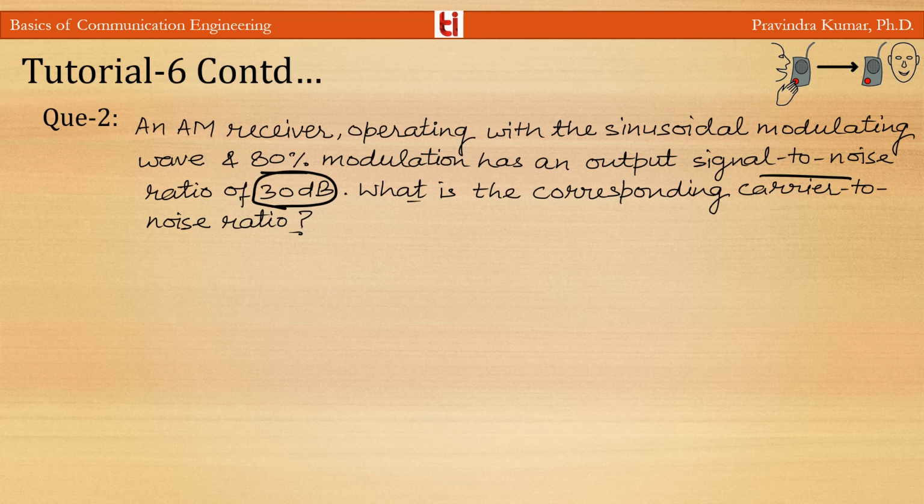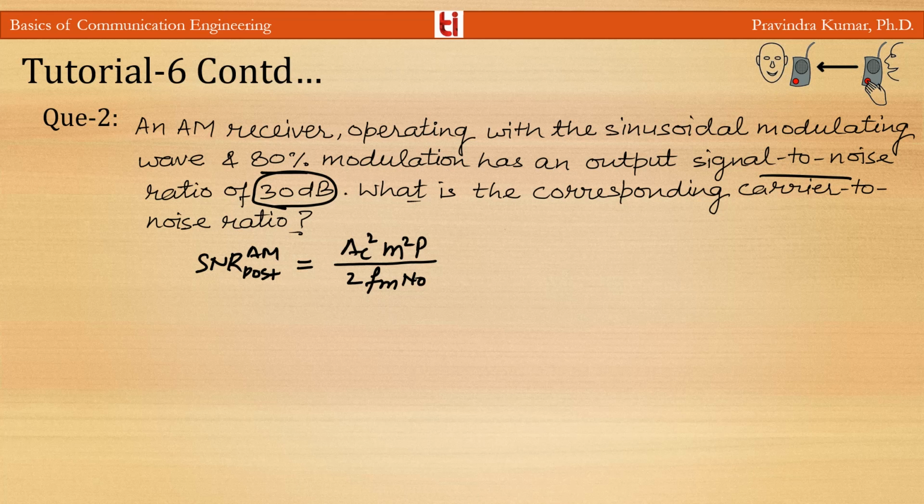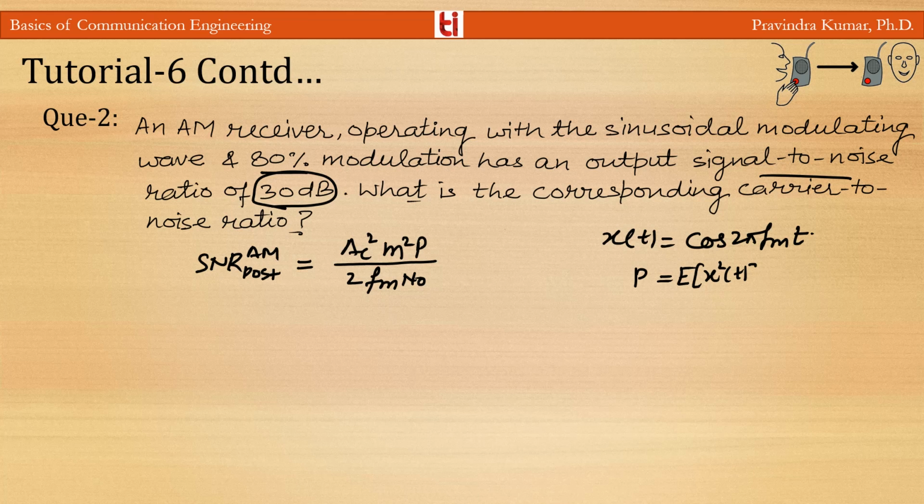Now the next question. An AM receiver operating with the sinusoidal modulating wave and 80% modulation has an output SNR of 30 dB. What is the corresponding carrier to noise ratio? We know for an AM system, the post SNR will be equal to Ac square m square P divided by 2 fm N naught. If the modulating signal is single tone, that means x(t) is cos 2 pi fm t, then the power of the signal, the expected value, will be 1 by 2. And here the given modulation index m is 80%, this means m is 0.8.